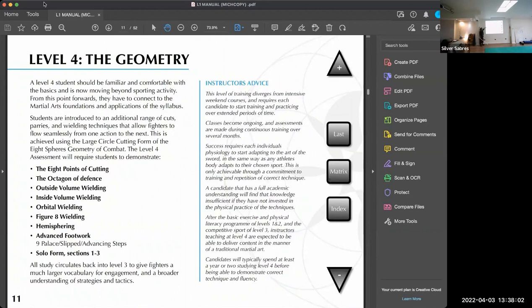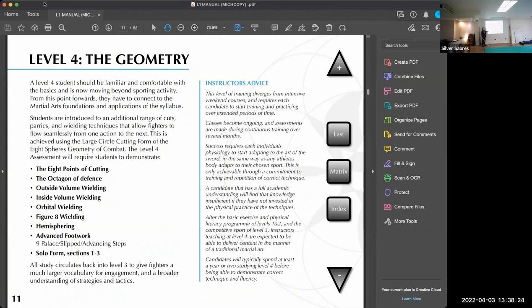Anybody in the room, you all know your 8 points of cut, right? You all know your octagon defense, right? You all know your outside, inside orbital and figure 8s, right? You all know how to hemisphere, right? Everybody here can do the 9 palace? You've never shown me. There's a reason for that. It's because you haven't got the root for it yet.